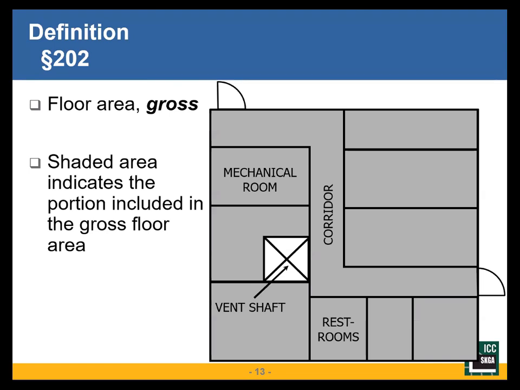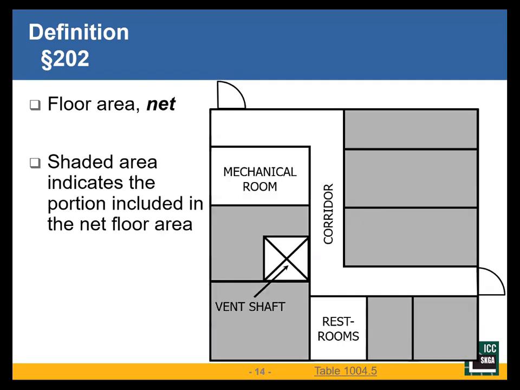The other option is net. I still get to exclude those areas with no floor, and now I also exclude essentially not normally occupied spaces. The corridors, bathrooms, mechanical rooms, equipment rooms, I can exclude those.